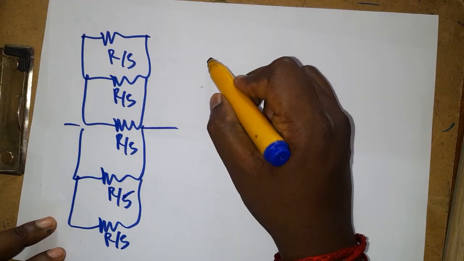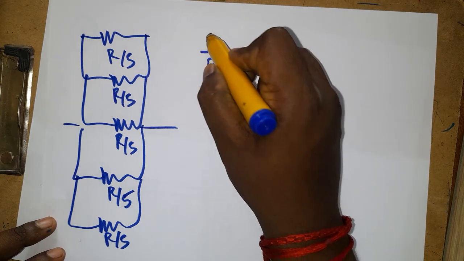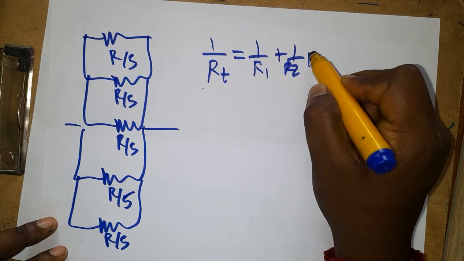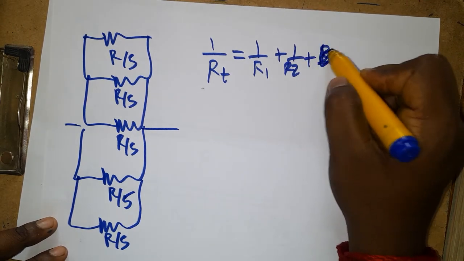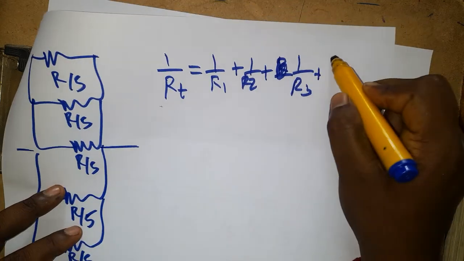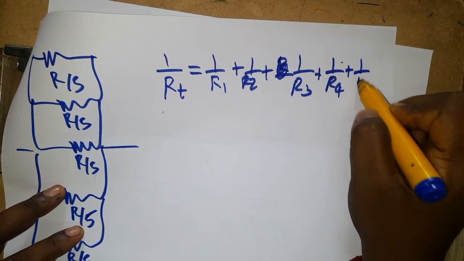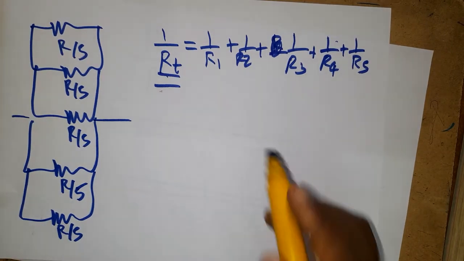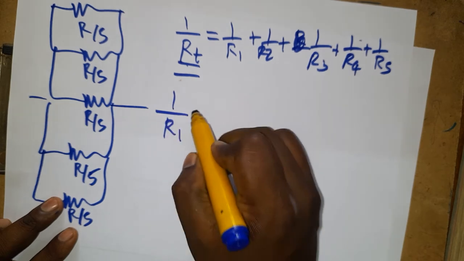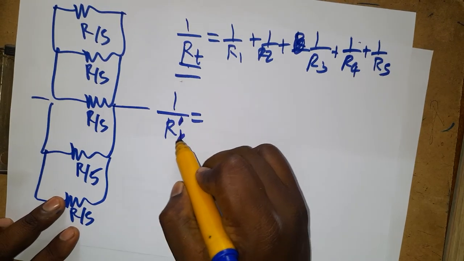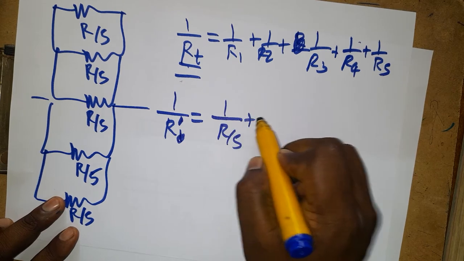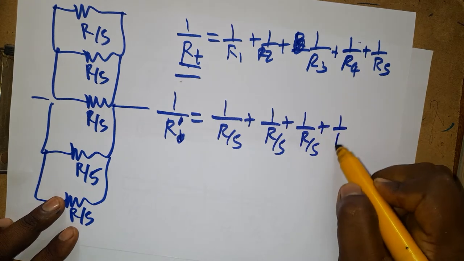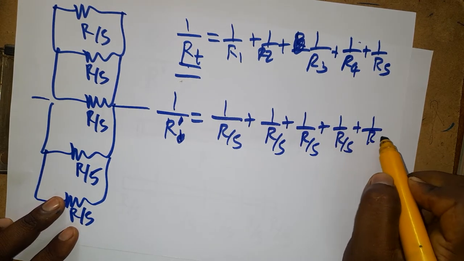So for R total, the parallel formula: 1 by R total is equal to 1 by R1 plus 1 by R2 plus 1 by R3 plus 1 by R4 plus 1 by R5. For the second condition, the resistance is taken as R dash. So 1 by R dash: what is R1? R1 is 1 by R by 5. R2, 1 by R by 5. R3, 1 by R by 5. R4, 1 by R by 5. R5, 1 by R by 5.